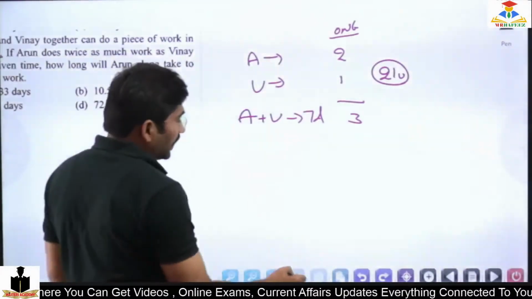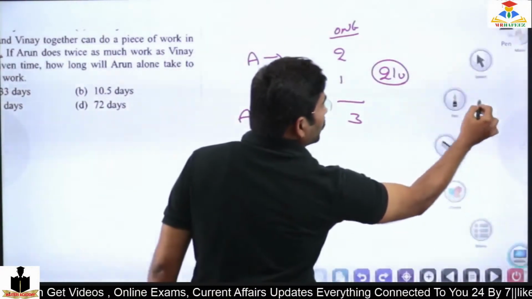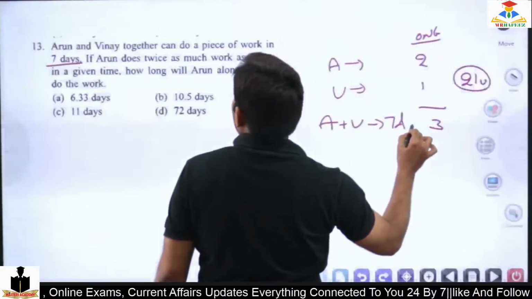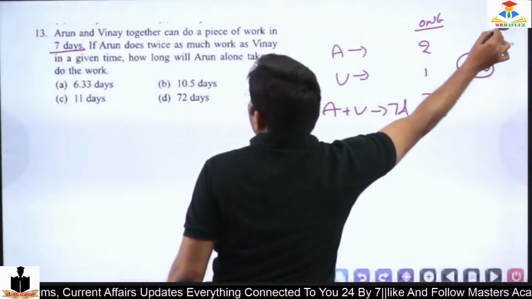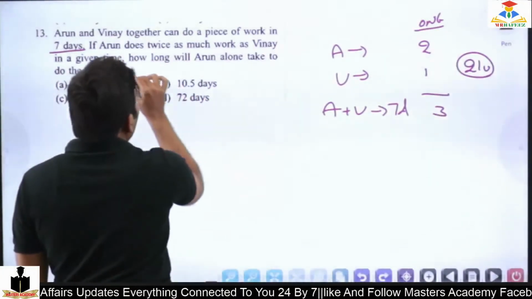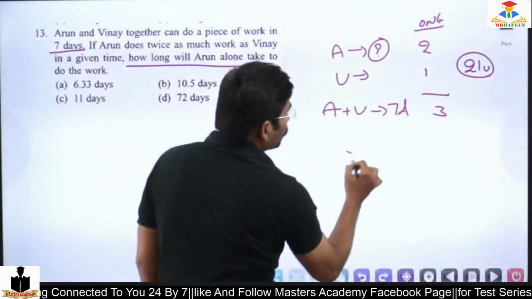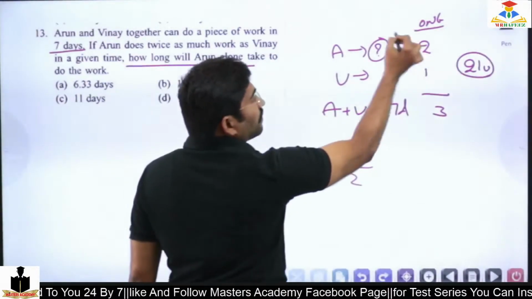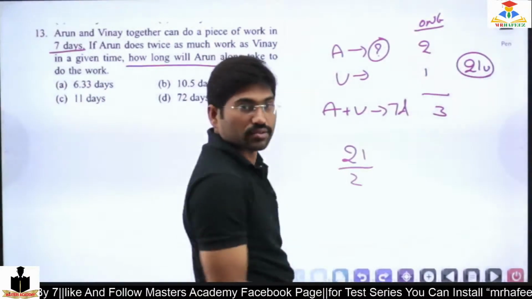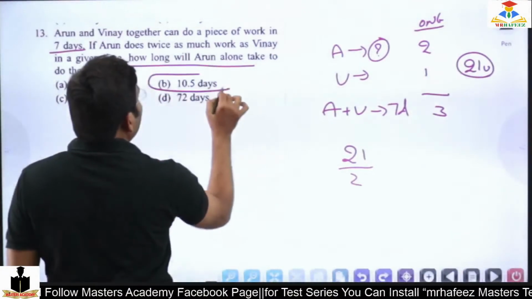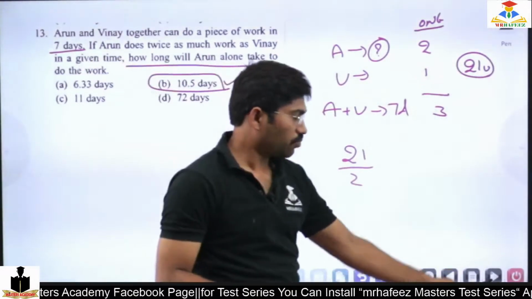The actual question is: in how long can Arun alone do it? So 21 by 2, which is 10.5 days. Moving ahead.